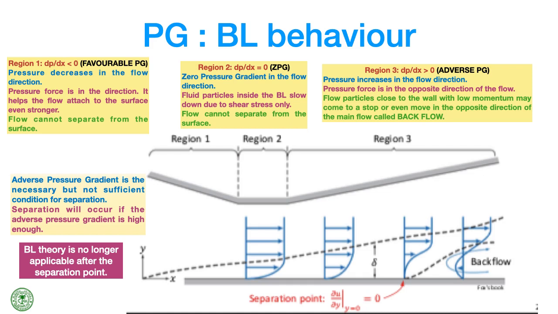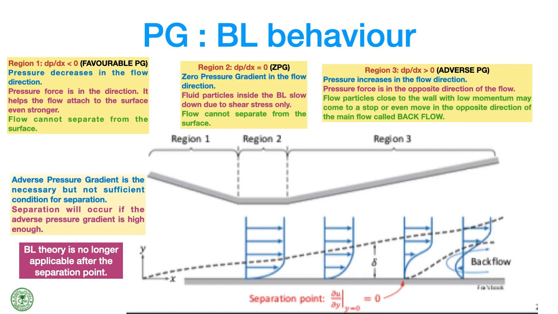Pressure force is in the flow direction. It helps the flow attach to the surface even stronger. Therefore, the flow near the surface has a steep velocity gradient, and it has been shown that the flow cannot separate from the surface if the pressure gradient is favorable.